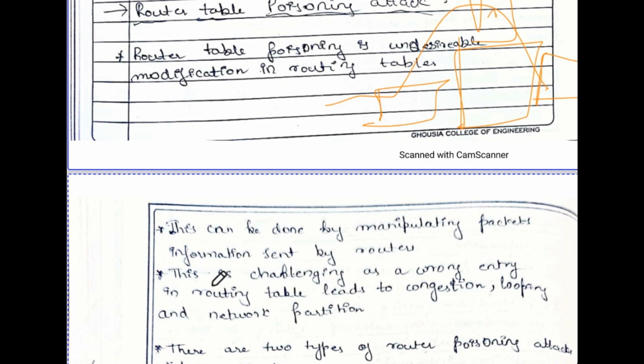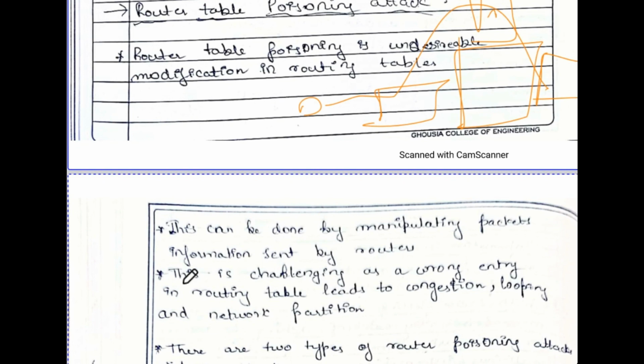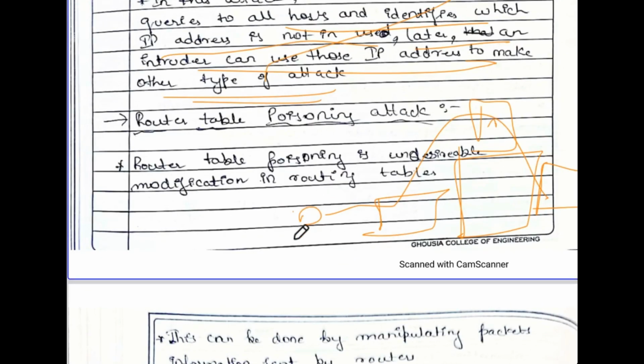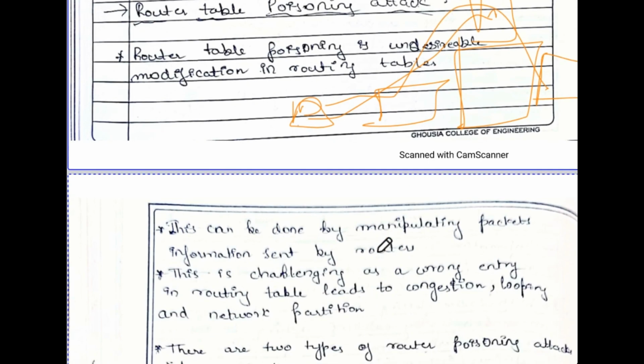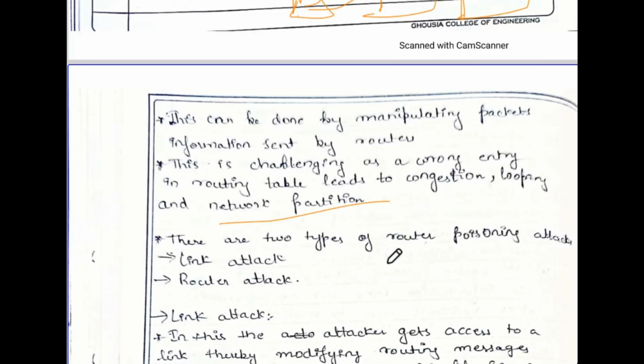This can be done by manipulating the packets arriving at a router. This is challenging, as a wrong entry in the routing table may lead to congestion and looping, because whenever a packet is manipulated and enters the router table, the router table gets confused. Congestion may happen in a router, looping can happen, and network partition can also happen.